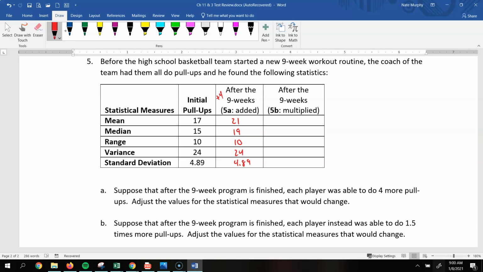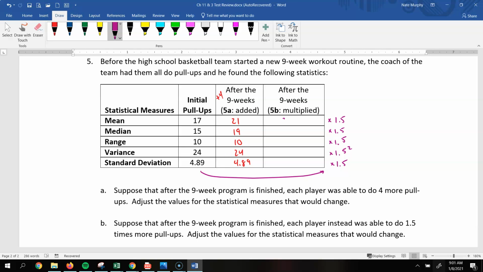Now, in Part B here, it's saying now that instead, let's say after the 9-week program is finished, each player is able to do 1.5 times more pull-ups. Okay, so now here's what's going to happen. Everything is going to be multiplied by 1.5, with the exception of the variance. The variance is going to be multiplied by 1.5 squared. But everything else, the original values, get multiplied by 1.5. So we're going to take 17 times 1.5 and so on. Don't take the 21 that we just did times 1.5, because Part B is as if Part A never happened.